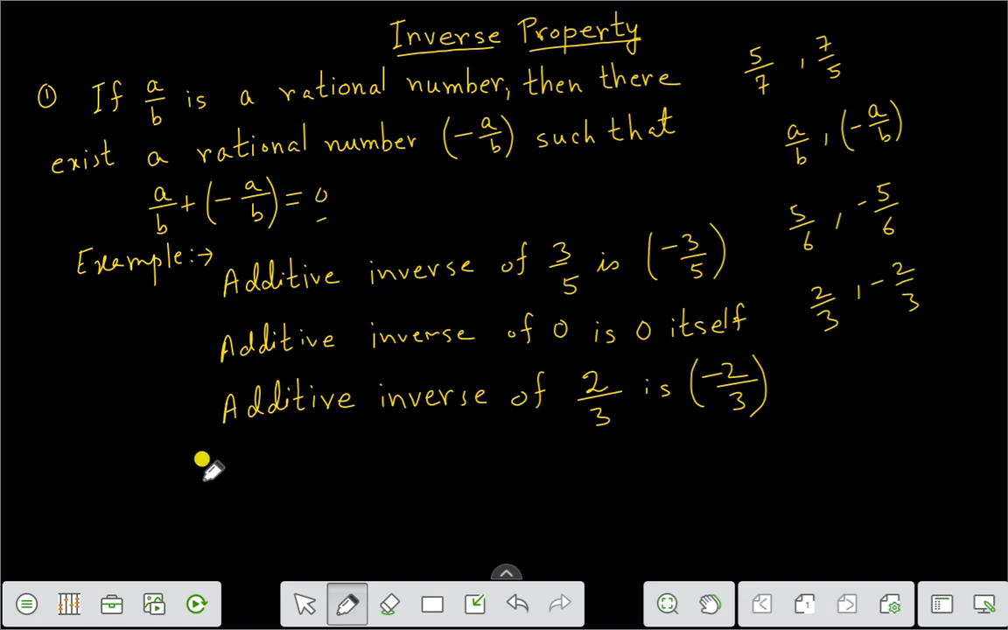Therefore, we can say that if a by b is a rational number, then there exists a rational number minus a by b such that a by b plus minus a by b is equal to 0. Therefore, minus a by b is the additive inverse of a by b, right? Next we'll discuss multiplicative inverse, or reciprocal.